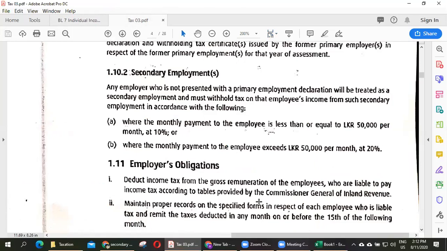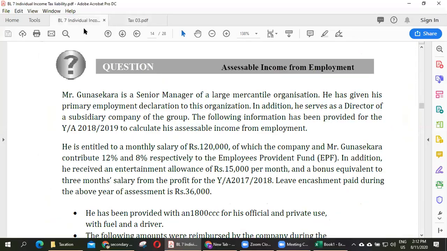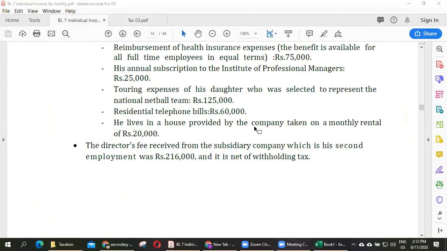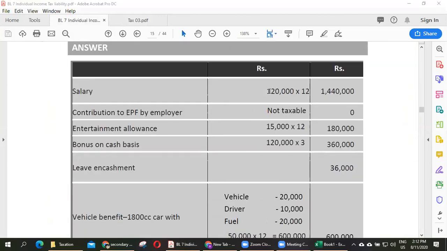Right? Clear? Any other doubt? Right. And then we will move to question number 2. Check the answer with this.